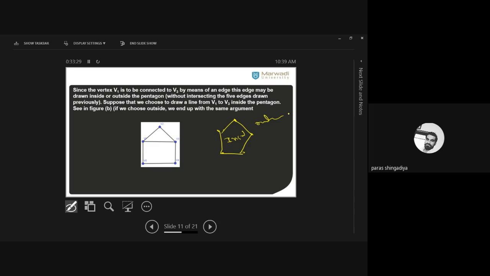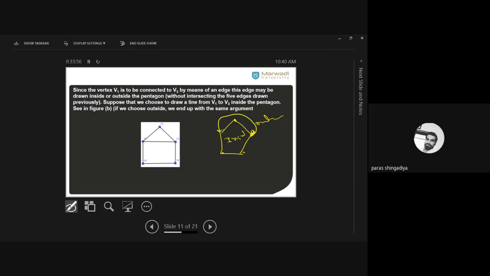Suppose that we choose to draw a line from V1 to V3 inside the pentagon, and see this in graph 2. And if we choose outside the pentagon, we'll end up with the same conclusion. If you connect the same vertices V1 and V3 on the outside, we'll also get the same conclusion in the end. You have two choices to connect V1 and V3 at that stage. Clear? One is inside and the second is outside.